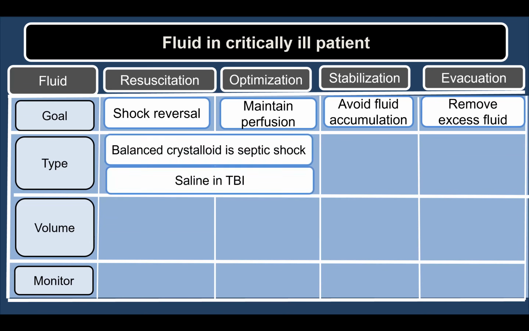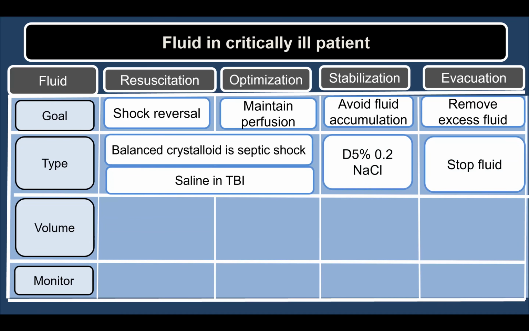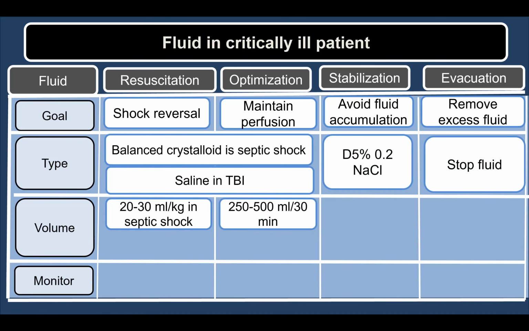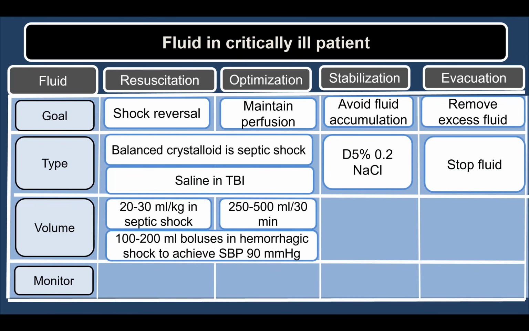The type of fluid in the resuscitation and optimization phase is balanced crystalloid in septic shock, except in traumatic brain injury, where we give saline. In the stabilization phase, we give something like 5% dextrose in 0.25 sodium chloride. In the evacuation phase, we restore fluid. The volume in the resuscitation phase is 20 to 30 milliliter per kilogram in septic shock, and in optimization 250 to 1500 milliliter in 30 minutes. While in traumatic and hemorrhagic shock, we give very small boluses, 100 to 200 milliliter bolus, to achieve a blood pressure of 90 millimeters of mercury in non-traumatic brain injury and 110 millimeters of mercury in traumatic brain injury.